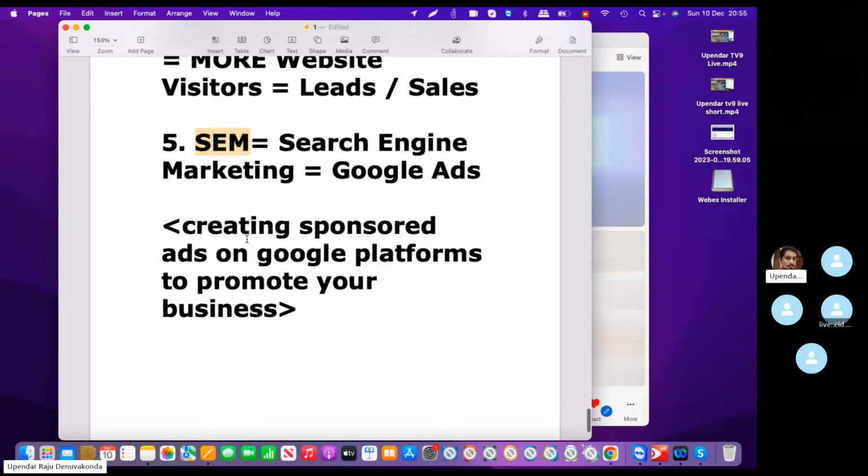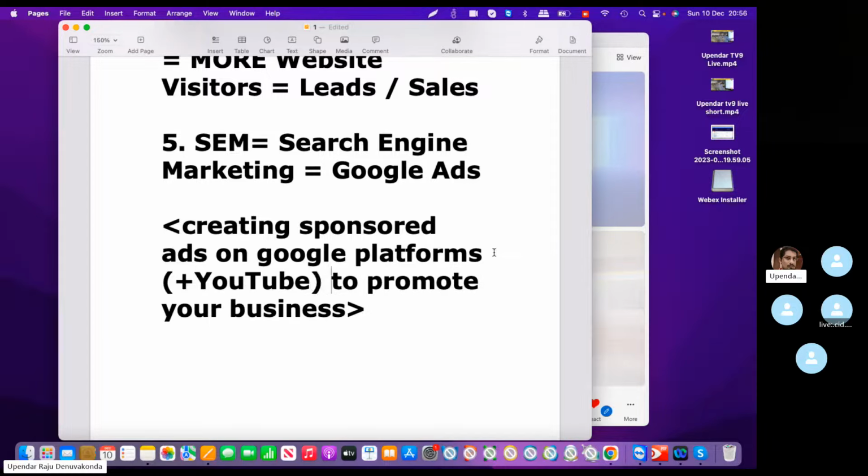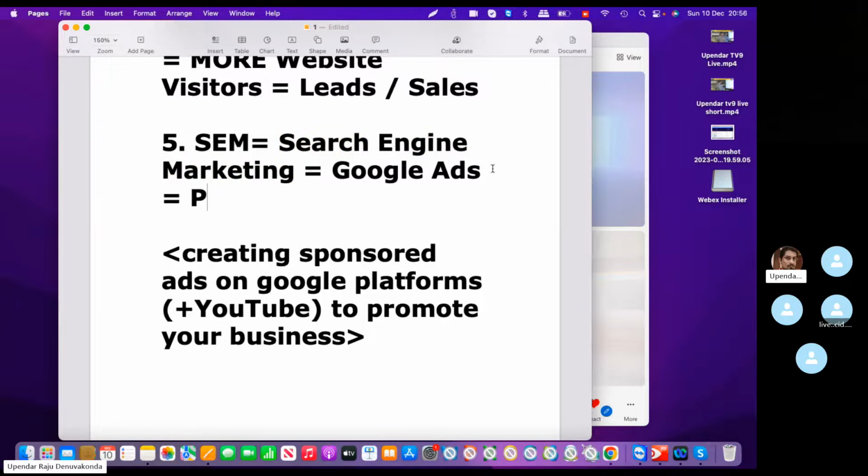It is again creating sponsored ads on Google platforms. Whenever I say Google platforms, it includes YouTube. So YouTube is part of the Google platforms. So creating sponsored ads on Google platforms, including YouTube, to promote your business, this is something we call the search engine marketing. It is also called Google Ads, and it is also called PPC marketing.